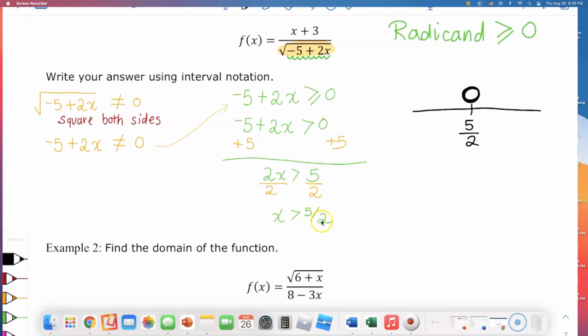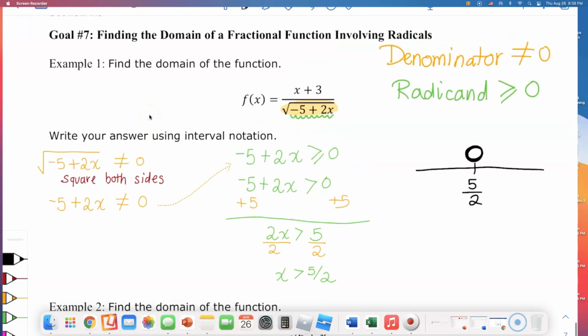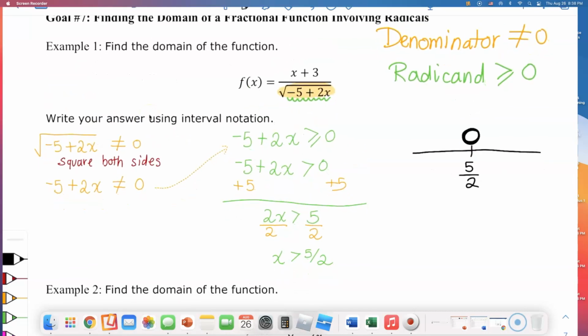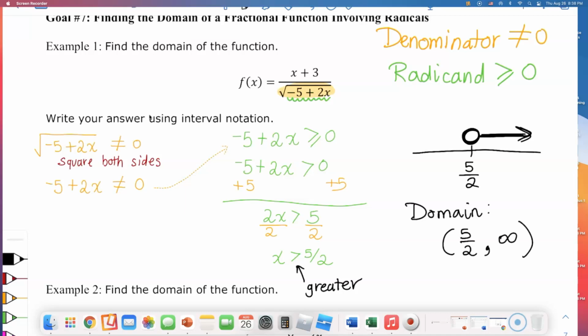If it is 5 over 2, the square root becomes the square root of 0, and the square root of 0 is 0. That will result in getting a 0 in the denominator, and that's what we're trying to avoid. So it does say that it has to be greater than, right? So if it's greater than, you go to the right side. So here's the domain of this function. Domain is from 5 over 2 all the way to positive infinity.